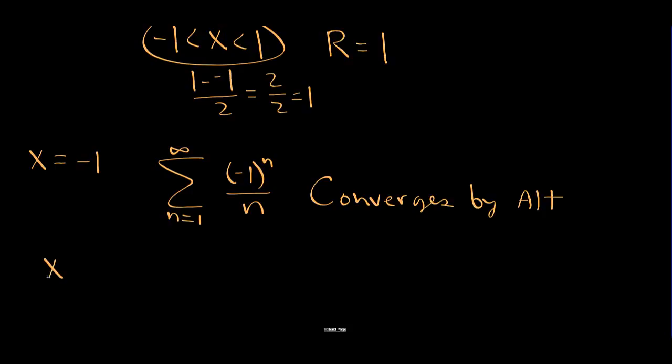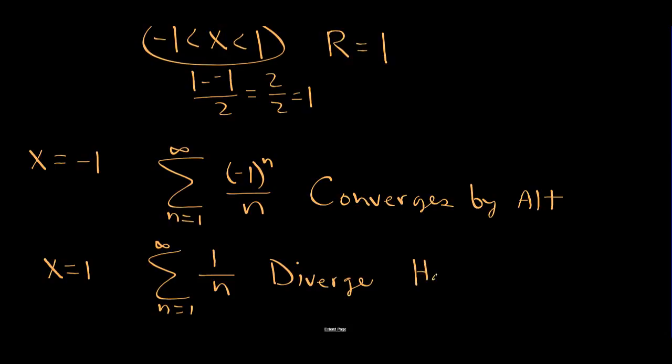Now let's try x equals 1. If we look at x equals 1, we got the sum from n equals 1 to infinity of 1 over n. Well, this diverges because this is a harmonic series. It's a well-known divergent series.